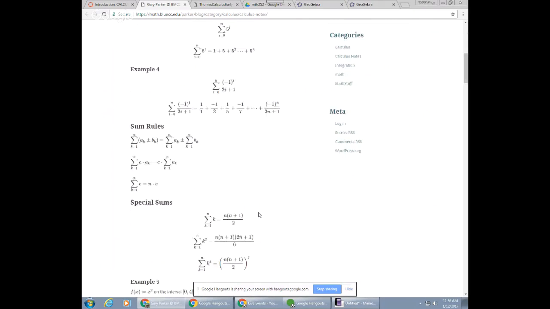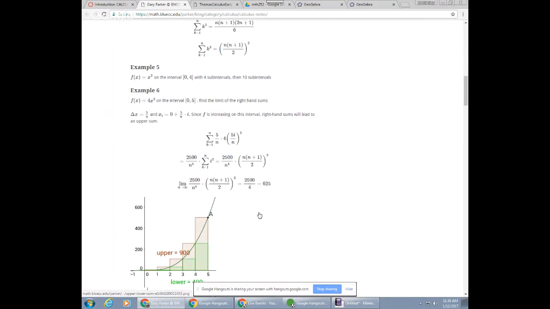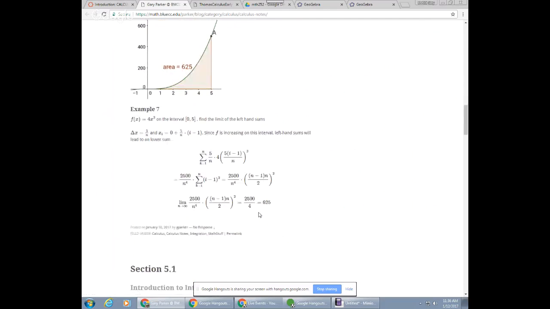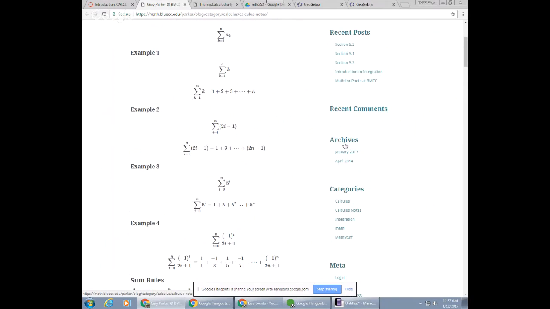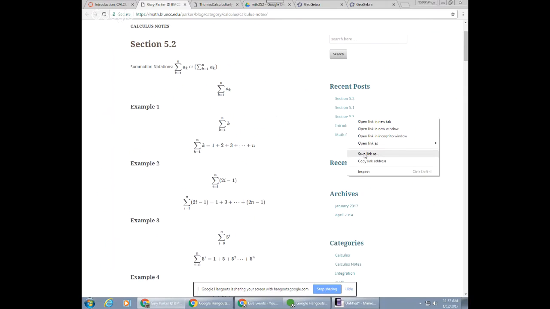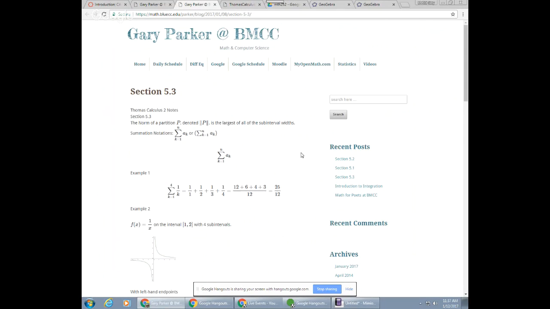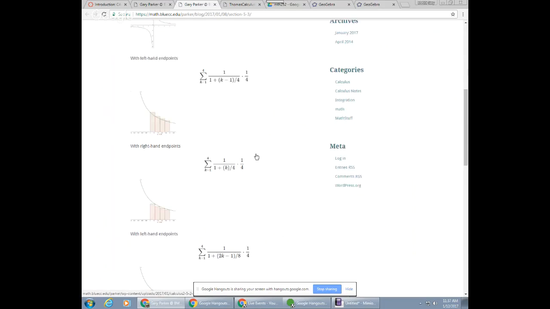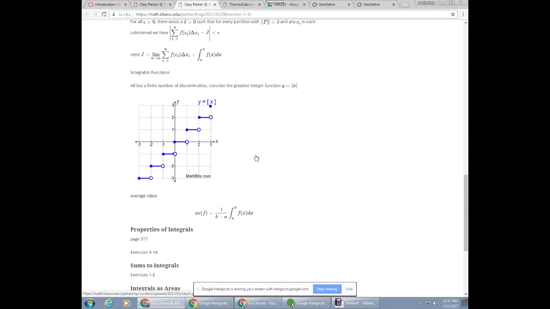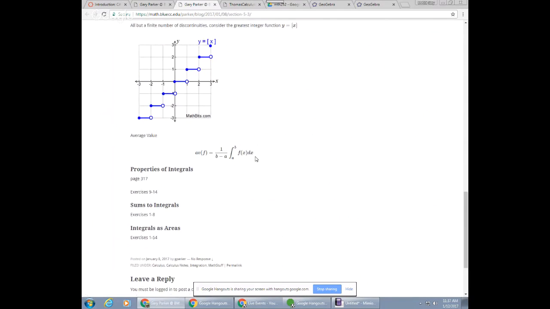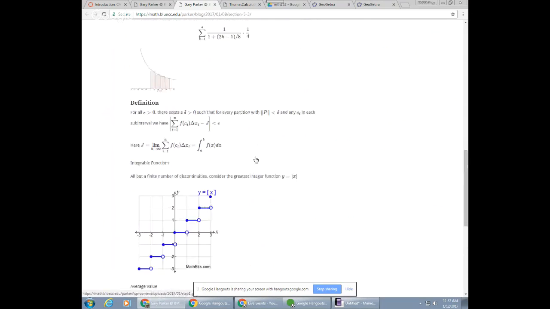All right, so this is 5.2. We've gone over most of this stuff here. I do want to do a cubic with left-hand sums like this one, and we'll do that in a sec. Let's see, do I have recent posts? Okay, 5.3. Open a new tab. You talk about partitions and the definition of a Riemann sum. So we're going to do this boring stuff, the definition of a Riemann sum, and then we'll go do some more exciting problems like the one we just did.